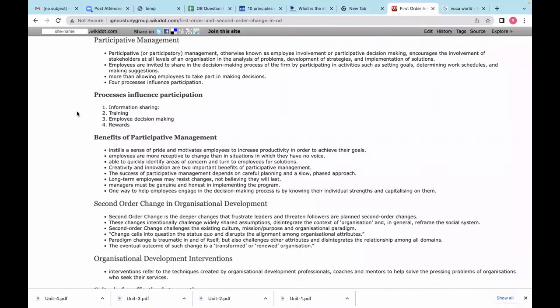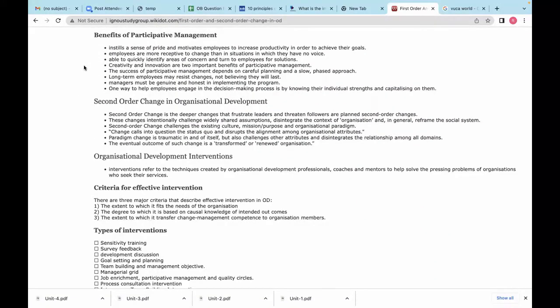So what is the benefit? Obviously, the employee would feel happy. There is a pride because they are now in the management. They themselves are the leaders now, right? And they are more receptive to the change because now decisions are being made by them. They can identify areas of concern and give solutions. And you have more people who could actually think creatively. So creativity would be high, right? And so basically careful planning and a slow phased approach is what would make it successful.